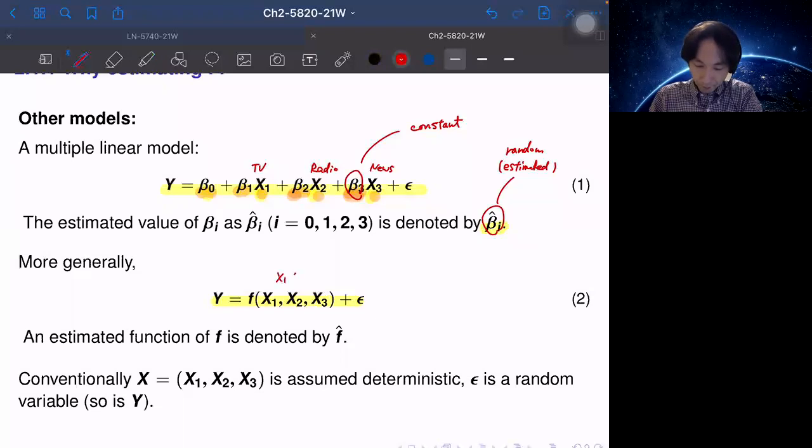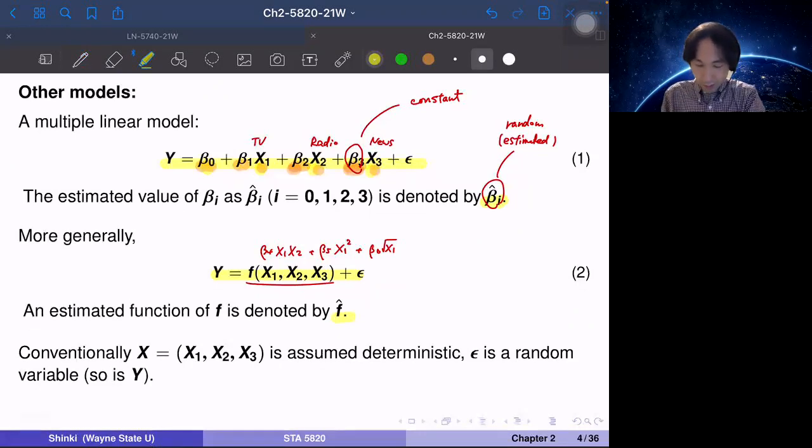Or maybe beta 4, or maybe we have a quadratic term, so x1 squared matters. Another case is that even if you increase the TV advertisement too much, it does not affect the sales. In such a case, maybe the square root of x1 matters for the results. So it really depends. In general, we have a function of x1, x2, and x3, and we have infinitely many possibilities. In general, we write the estimate for f as f hat.